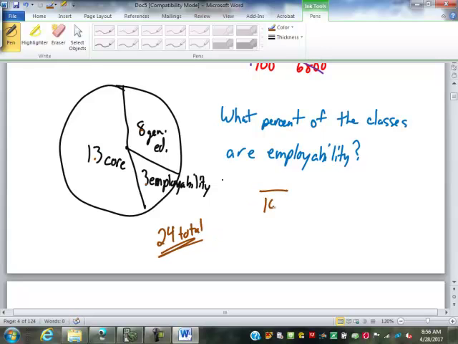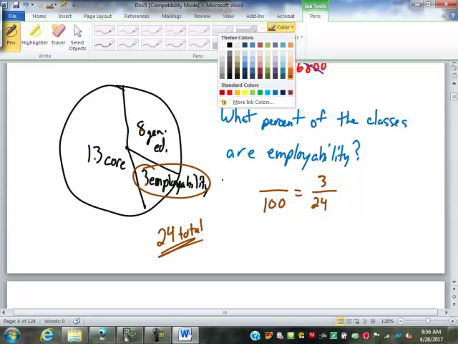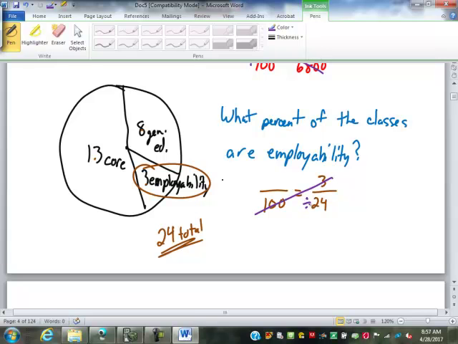We're looking for what percent? So it's blank out of 100. Employability is 3 out of the total of 24. We cross multiply and divide here. 100 times 3 divided by 24 is 12.5. 12.5 out of 100, or 12.5%.